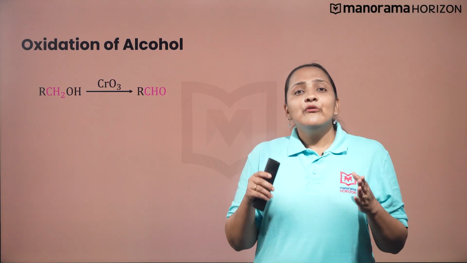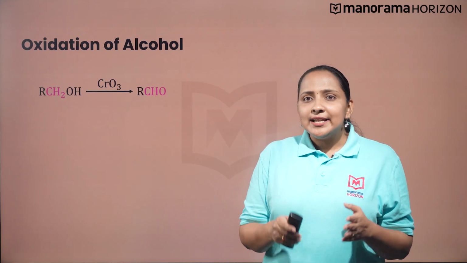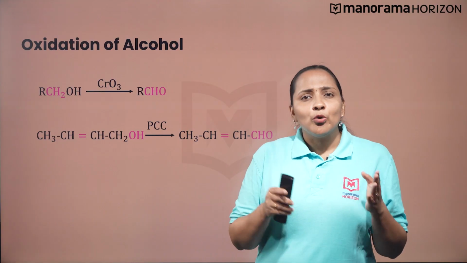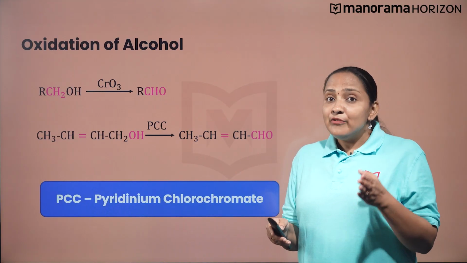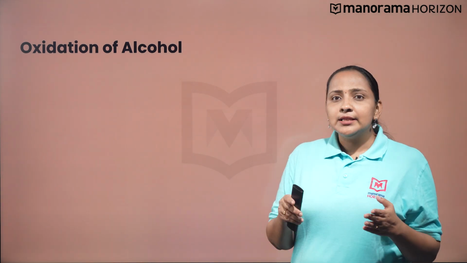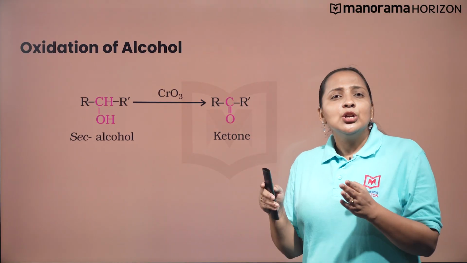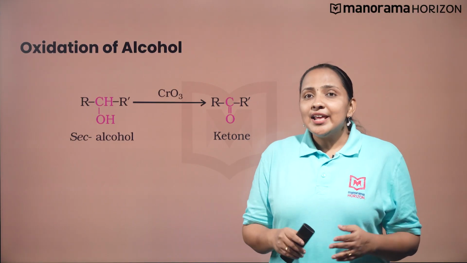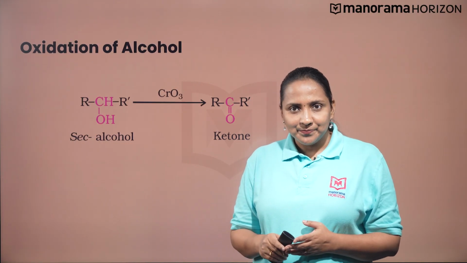Primary alcohol with chromium trioxide in anhydrous medium gives aldehyde, but for a better yield, pyridinium chlorochromate, which is a complex of chromium trioxide with pyridine and HCl, is used. But in the case of secondary alcohols, they are oxidized to ketones in the presence of chromic anhydride. Whereas tertiary alcohols do not undergo oxidation reaction.